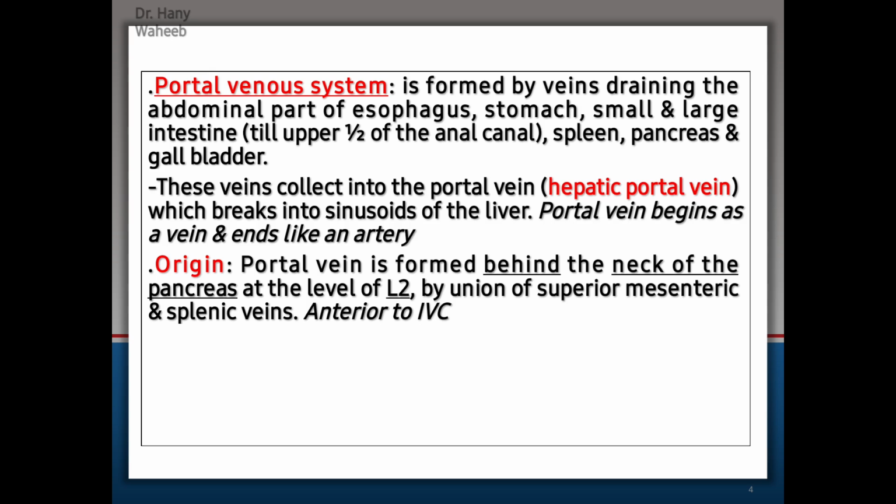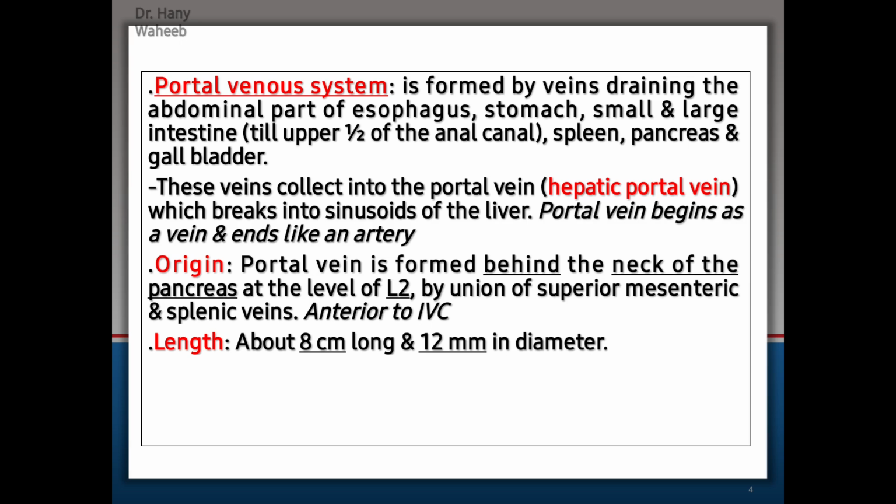How it starts? By the union of superior mesenteric and splenic veins. These veins are the formative tributaries of the portal vein, superior mesenteric and splenic veins. The origin of the portal vein lies anterior to the inferior vena cava.